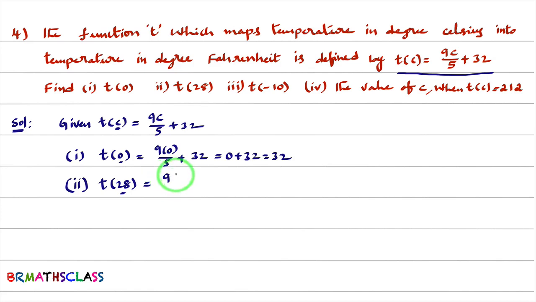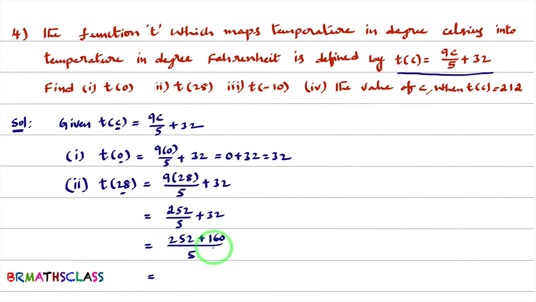Then what you will get? 9 into 28 by 5 plus 32. 9 into 28 is 252 divided by 5 plus 32. You take the LCM. LCM is 5. What you will get? 252 plus 32 into 5 is 160. So 252 plus 160 is 412 divided by 5. So this is the value of t of 28.